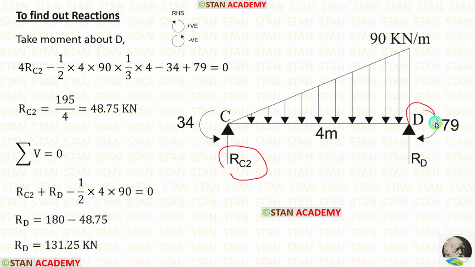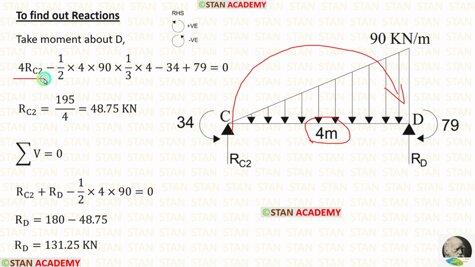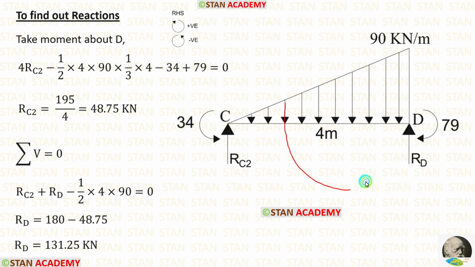For that, I am going to take moment about D. RC2 is acting towards the point D in the clockwise direction, so it will be positive and the distance is 4. So 4 RC2. This UVL is acting towards the point D in the anticlockwise direction, so it will be negative. For this UVL, we have to multiply the area with the centroid distance. We know the area formula of a triangle, half into breadth into height. Here the breadth is 4, height is 90.